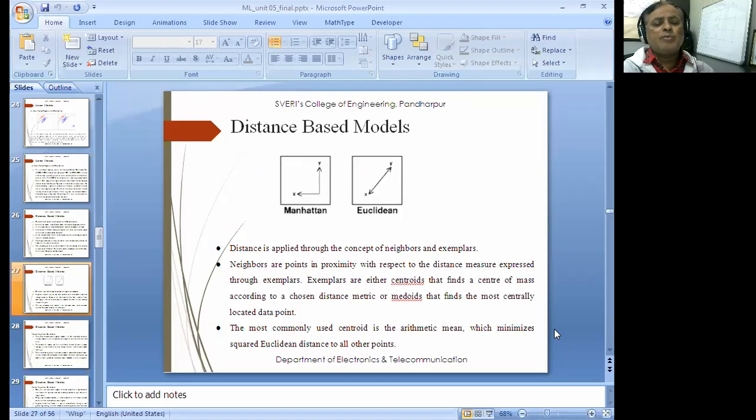Now you can see how the distance has been calculated. If you go by Manhattan, this is how the distance between X and Y is calculated. And this is the Euclidean distance, which has been calculated between X and Y. They have different techniques of calculating the distances. Distance is applied through the concept of neighbors and exemplars.